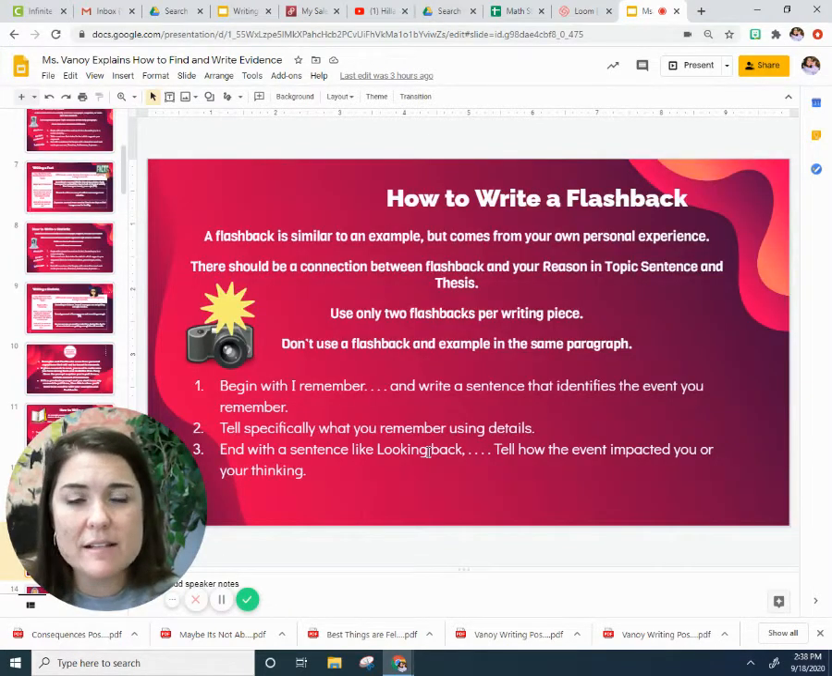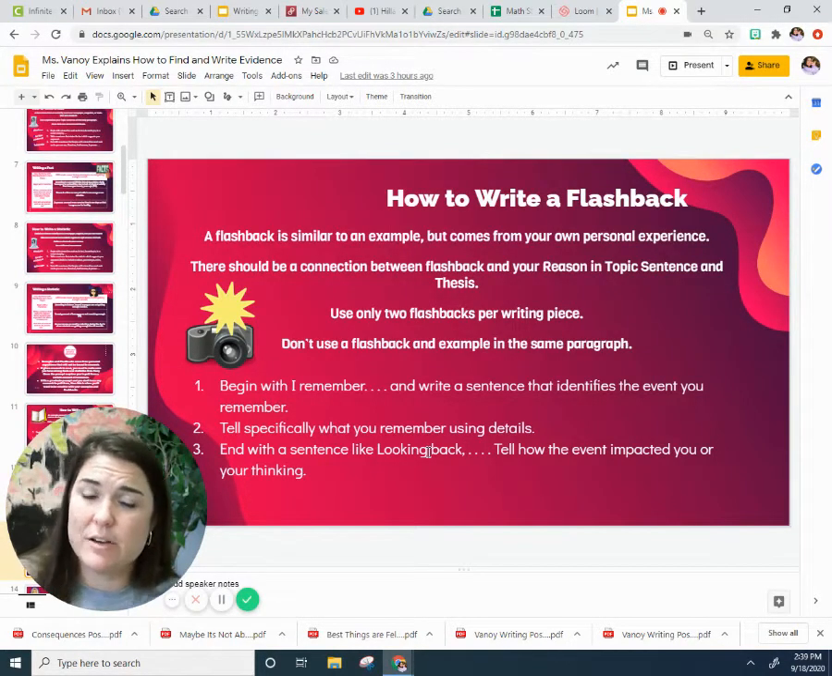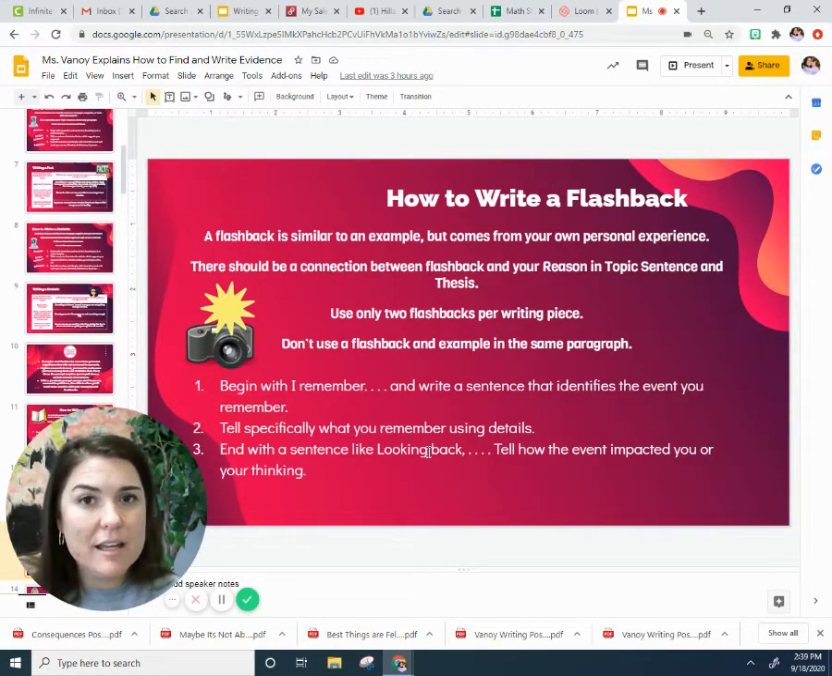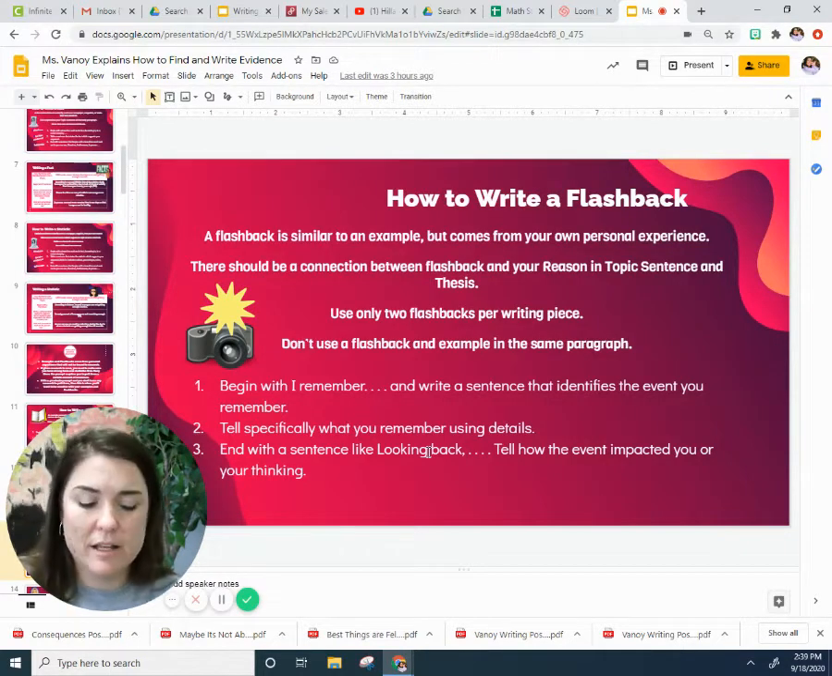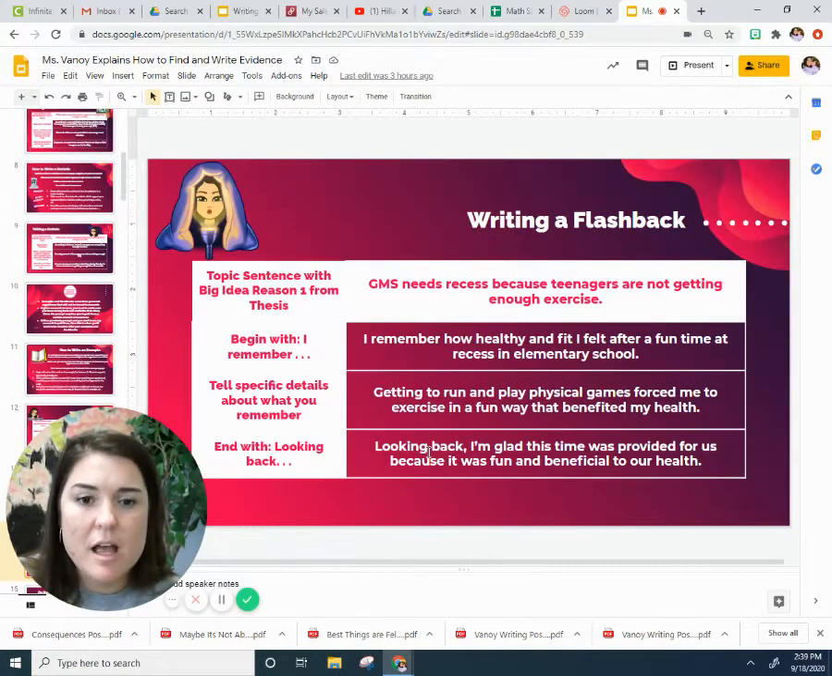Now, flashbacks, you are front and center. It's something that you remember, something that you think about. It starts with I remember. A flashback's always going to start with you. I remember this. Tell specifically what you remember using details that support that topic sentence and thesis. And then you're going to end it with the transition of looking back, and that shows that you're reflecting on what you've shared and how that supports the topic sentence.